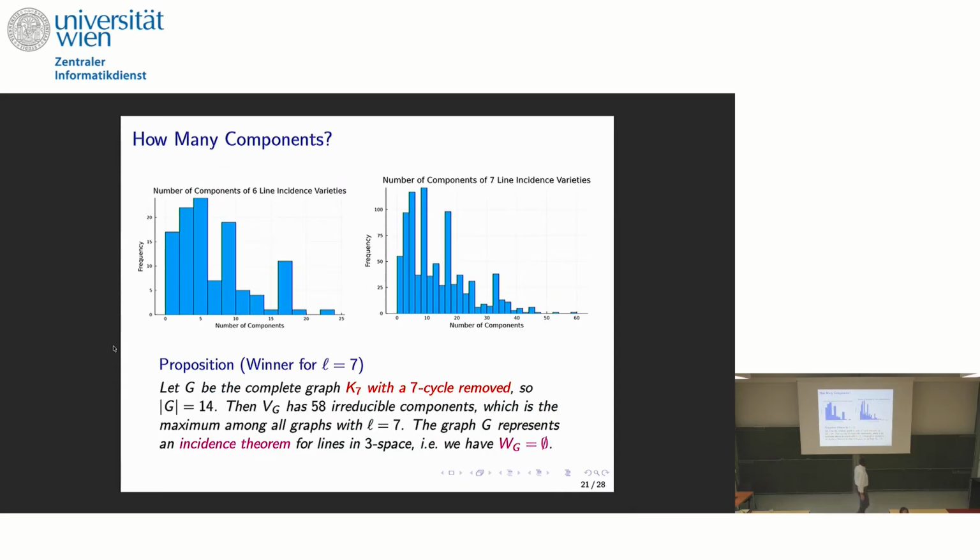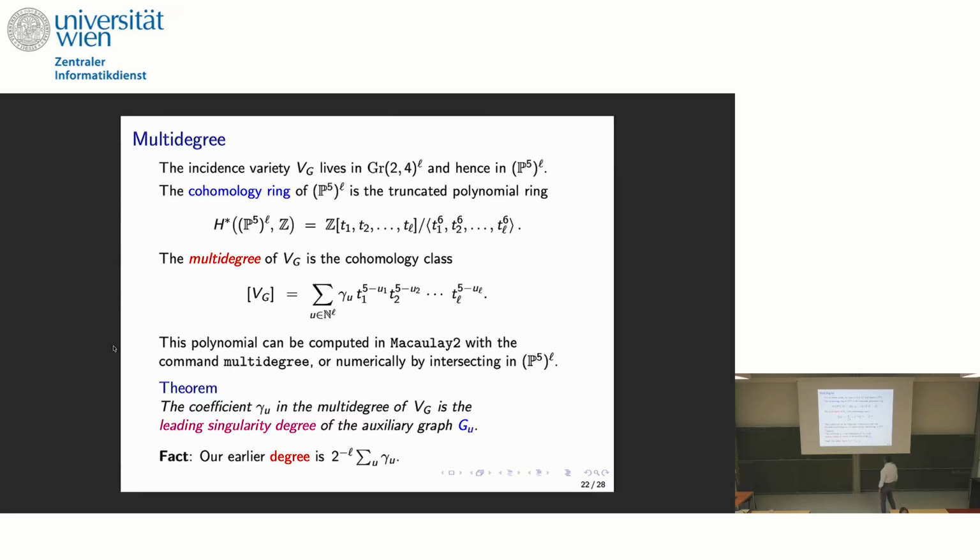Okay, more data, histograms. Okay, a multi-degree.